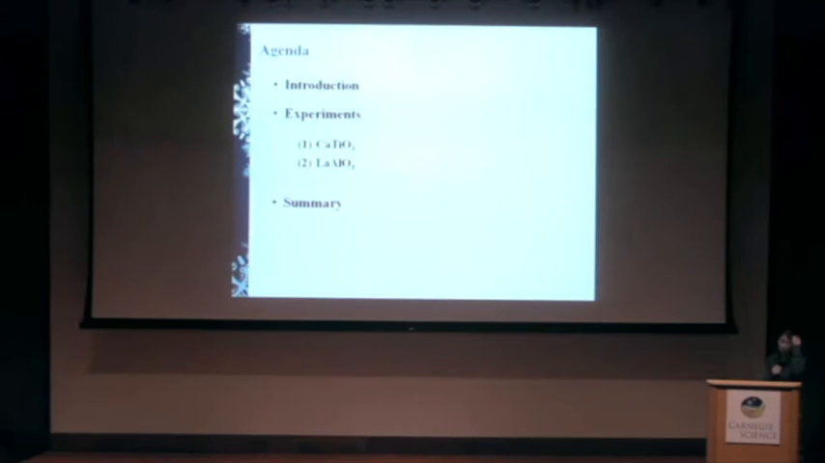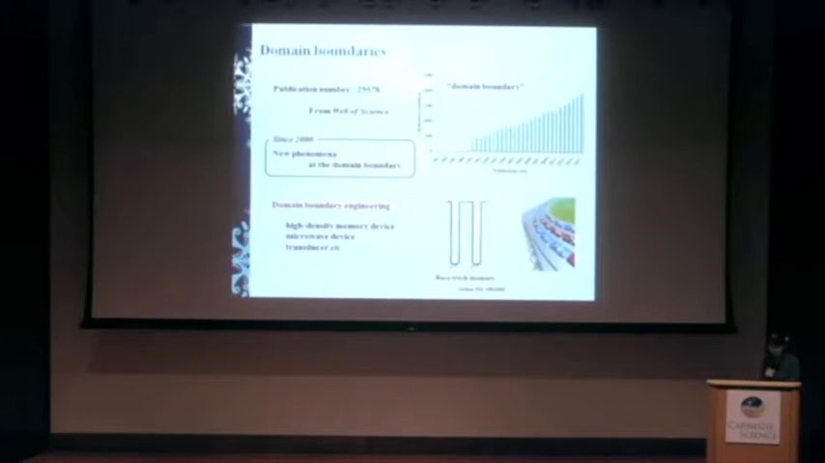So this is the outline of my talk today. I'm going to show you two examples of ferroelastic material for our experiment. Now let me begin my presentation with the introduction. As you know, the domain boundary has become one of the hot topics these days. Here I plot the number of publications as a function of year, and as you can see, the number of publications related to domain boundaries increases monotonically, and it now reaches almost 30,000 according to the Web of Science.